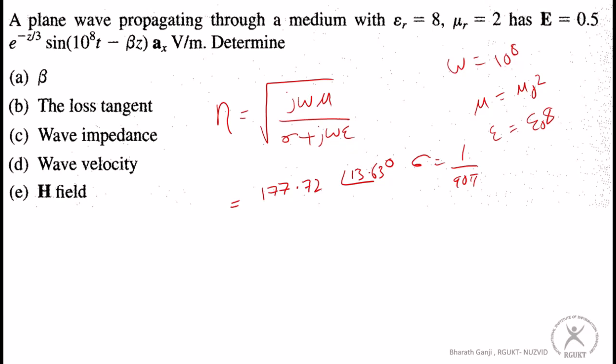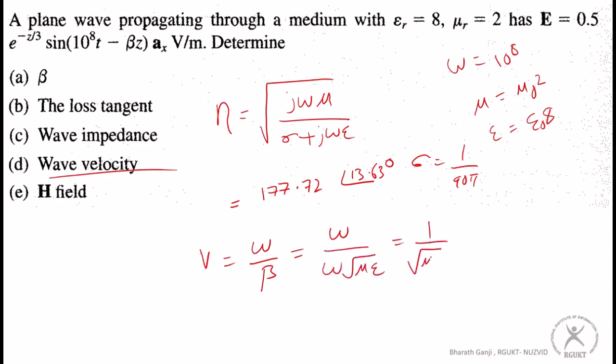Okay. So coming to the wave velocity. How do you calculate the wave velocity? The velocity of the wave is nothing but omega divided by beta, which is omega divided by omega into square root of mu epsilon. That is 1 by square root of mu and epsilon, that is 1 by square root of mu naught epsilon naught into 1 by square root of mu r and epsilon r. So that becomes 3 into 10 to the power of 8 divided by square root of 16. So therefore it is 3 by 4 times the velocity.